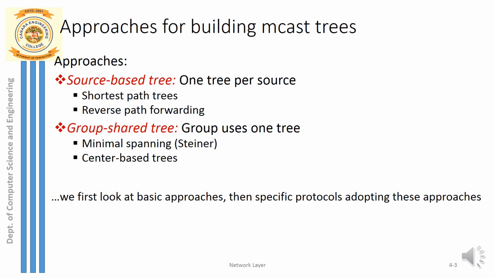Now we have, as I already said, two approaches for building multicast trees. One is the source based tree, wherein we have separate tree structures for separate sources, right? Whenever we construct such trees for a particular source, we are going to follow the shortest path.